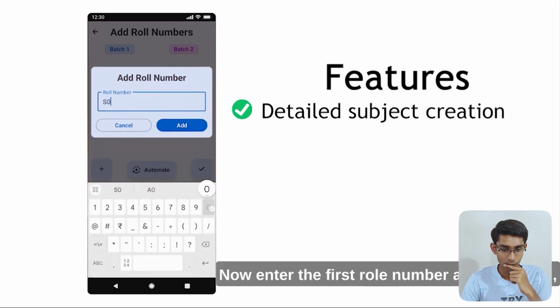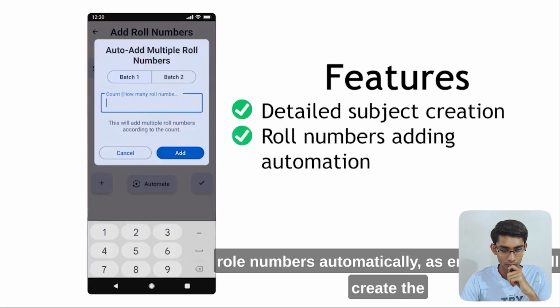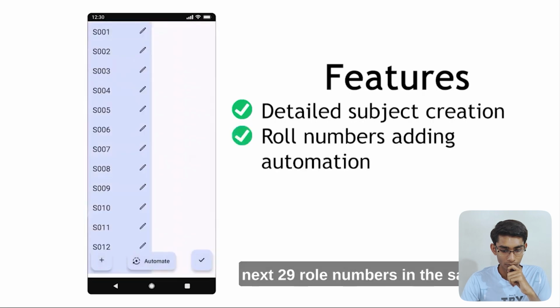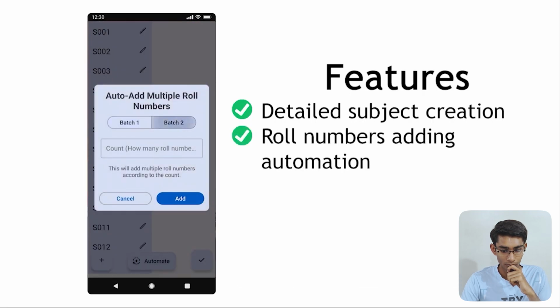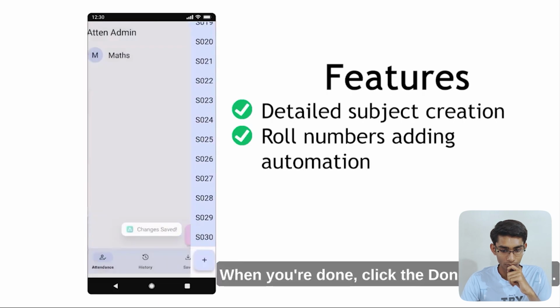Now, enter the first roll number, and if needed, you can use the Automate feature to generate multiple roll numbers automatically, as entering 29 will create the next 29 roll numbers in the same order. When you're done, click the Done icon.